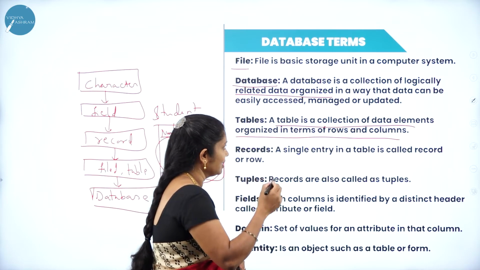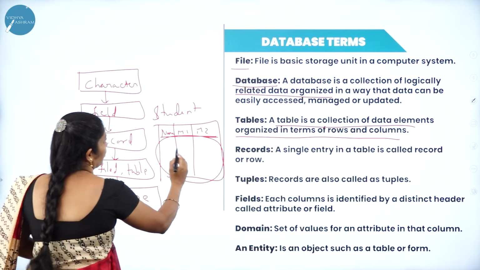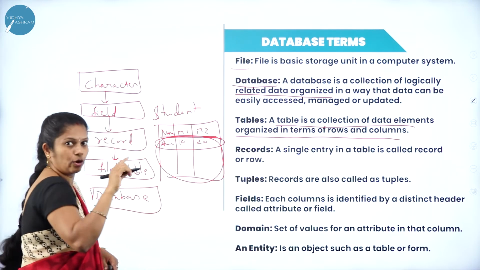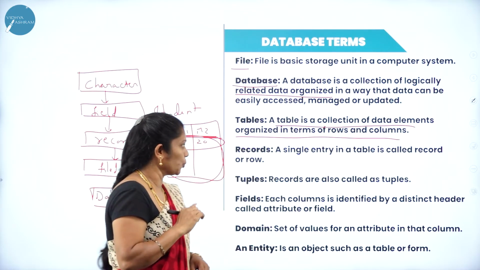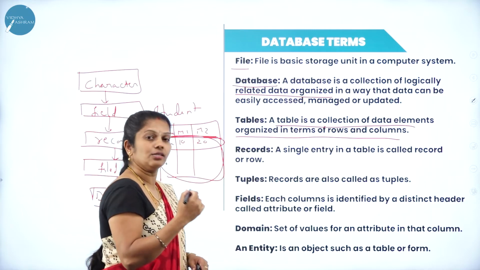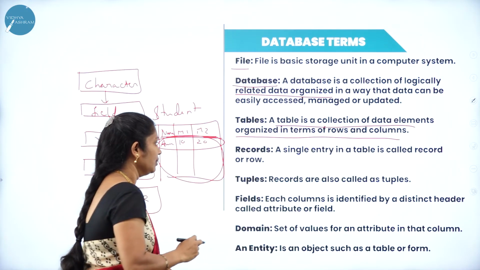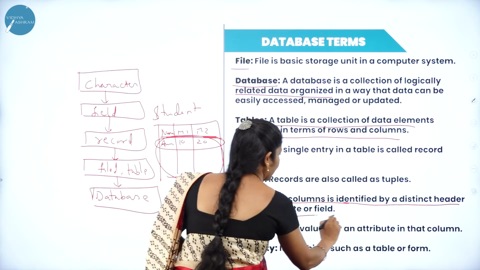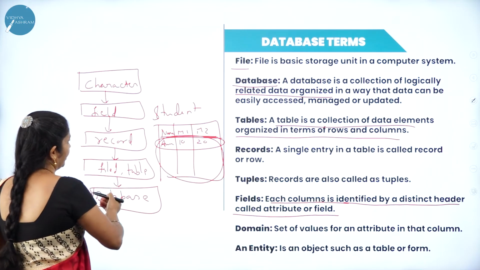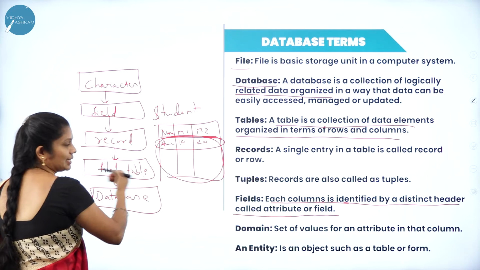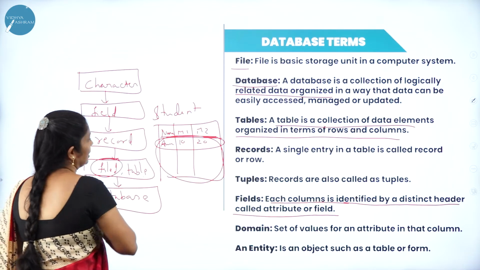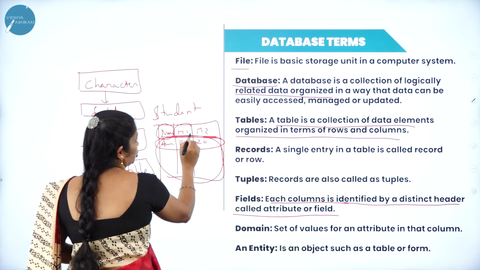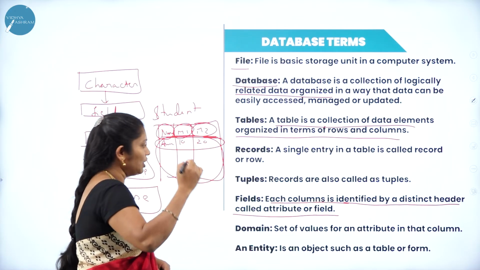Then a record is a single entry in the table. The entire information, for example, name Anu, marks 10, 20, can be called a record, or I can say a tuple also. Tuple and record are both the same. Then field: each column is identified by a distinct header called an attribute or a field. The collection of fields can be called a table, as I already told you. Here the field is nothing but each heading in a table. This is one field or attribute, this is also one attribute, I can say field also.